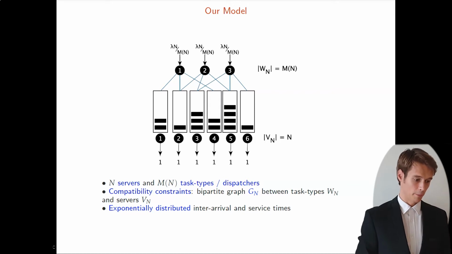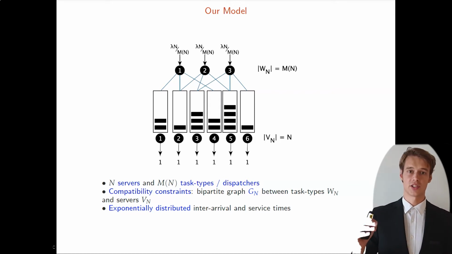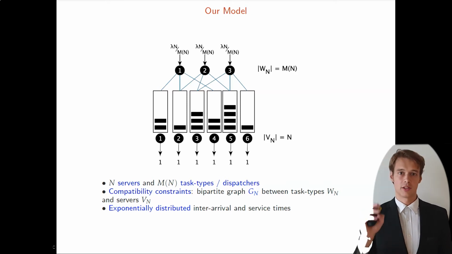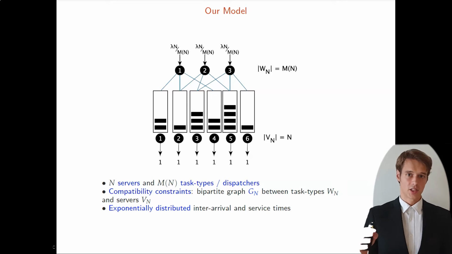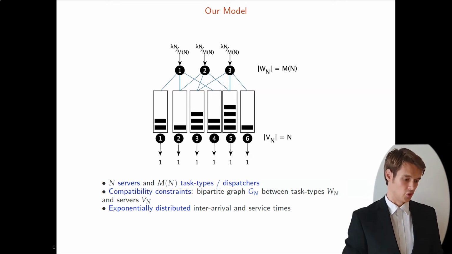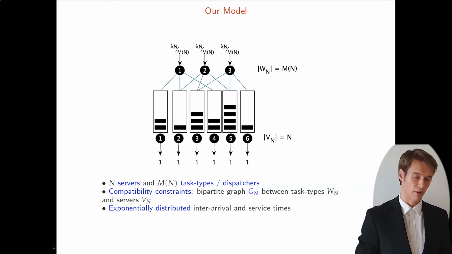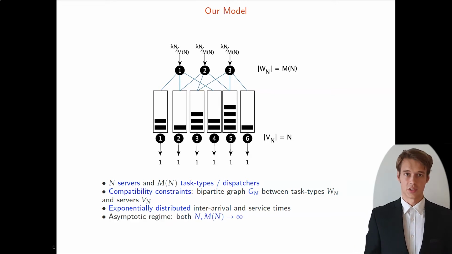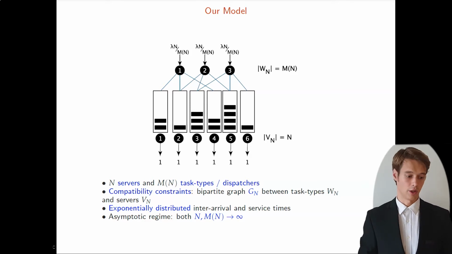There is a bipartite graph between the dispatchers and the servers. If there is an edge between a dispatcher and a server, it means that they are compatible and the dispatcher can send the job to this server. If there is no edge, they're incompatible, and the dispatcher is not allowed to send a job to this server. We have a total arrival rate in the system of lambda N, and lambda is strictly smaller than 1. We'll look at the large-scale system, so that means that both the number of servers and the number of dispatchers will go to infinity.